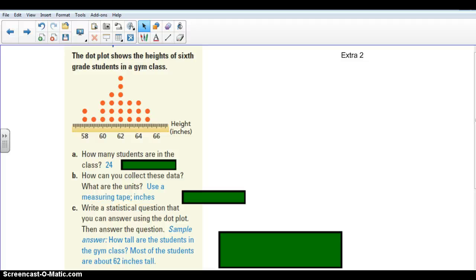And for C, the statistical question, again, it can vary. How long does it take a 6th grade student to run 100 meters? Notice it's giving you words like most of the students. Most of the students take about 13.8 seconds to run 100 meters.